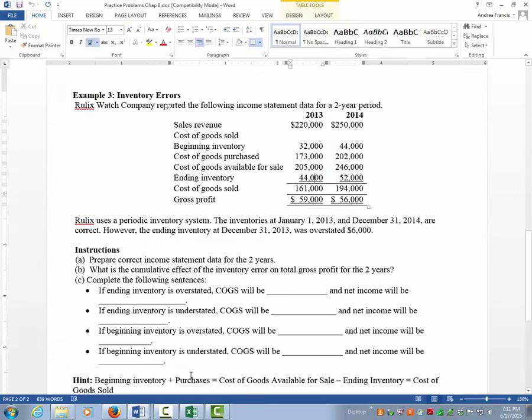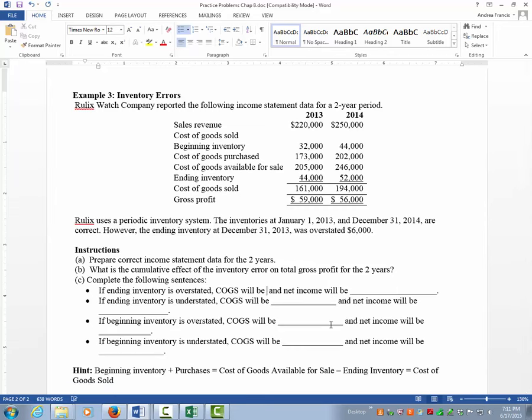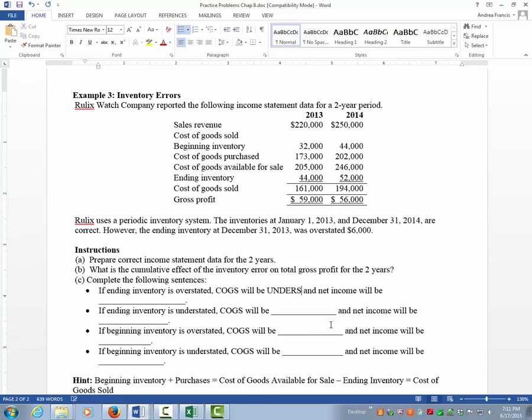So let's go back to part C in this question and try to understand what is being asked of us. It says complete the following sentences. If ending inventory is overstated, meaning it's too high, cost of goods sold will be, and I'll fill it out for us over here, understated.